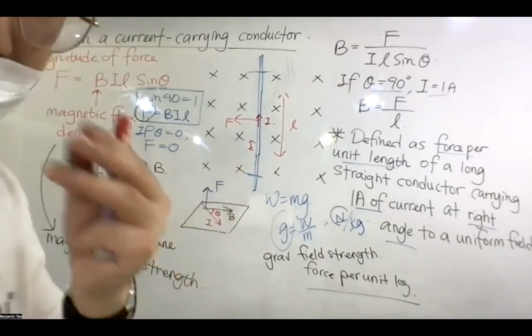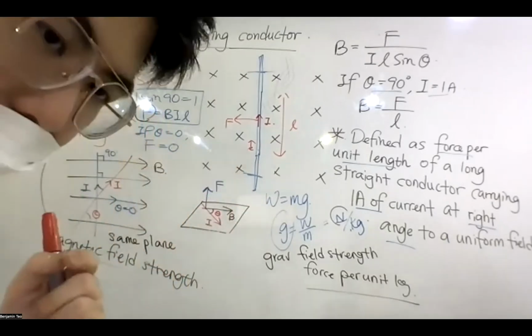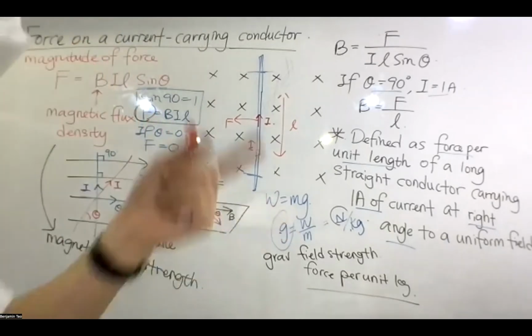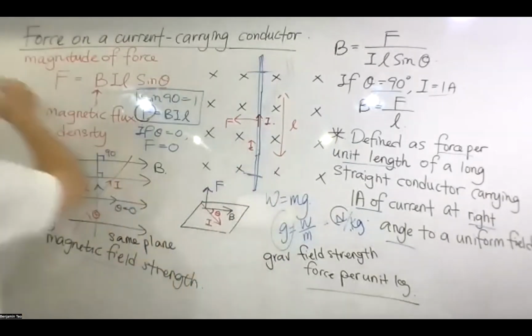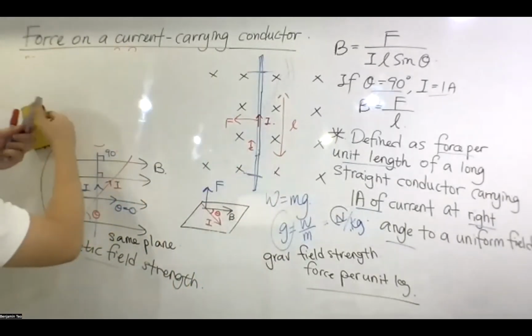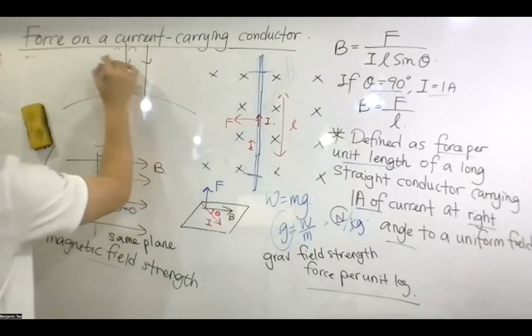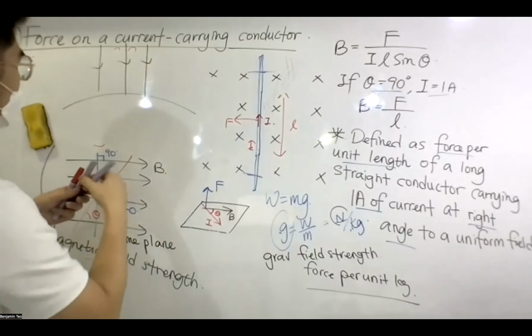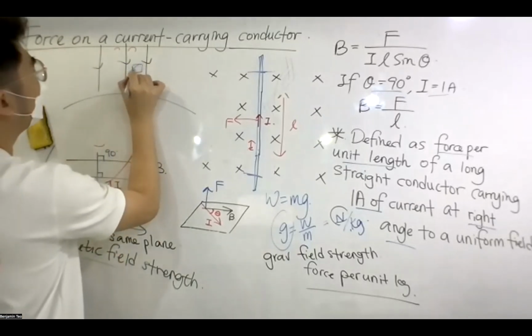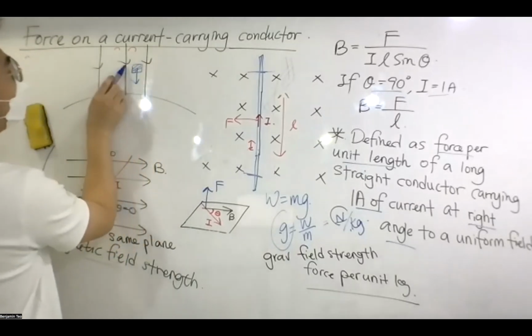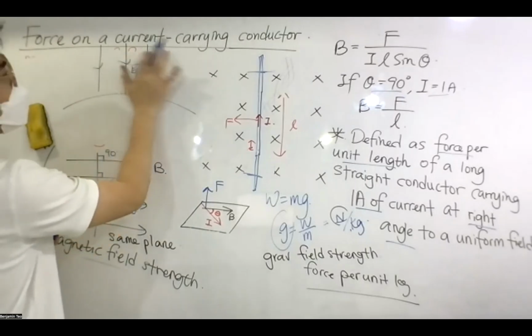If you compare with gravity, is gravity like that? No, right? Gravity follows the field. This is your Earth. That's the Earth. The gravitational field is downward like this. If you put the object here, the force is downward, following the direction. And then they are on the same plane.